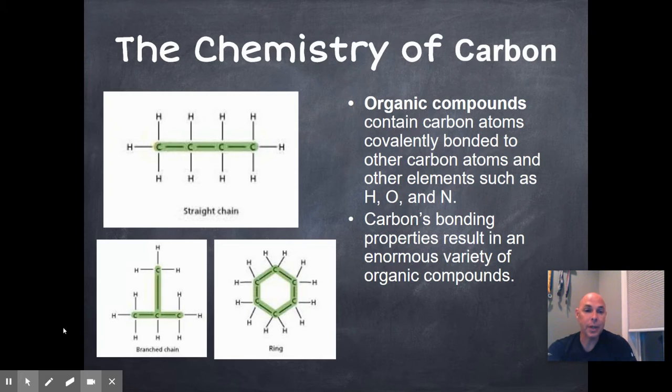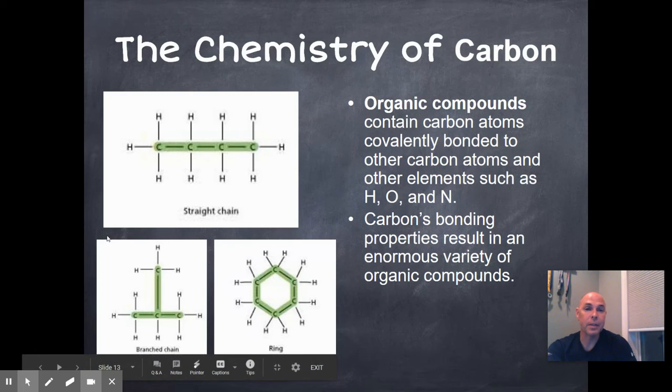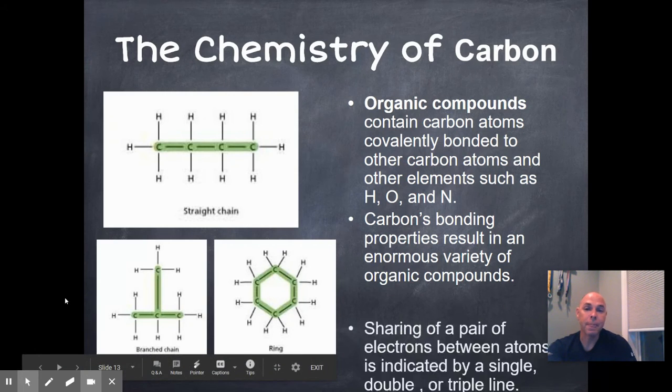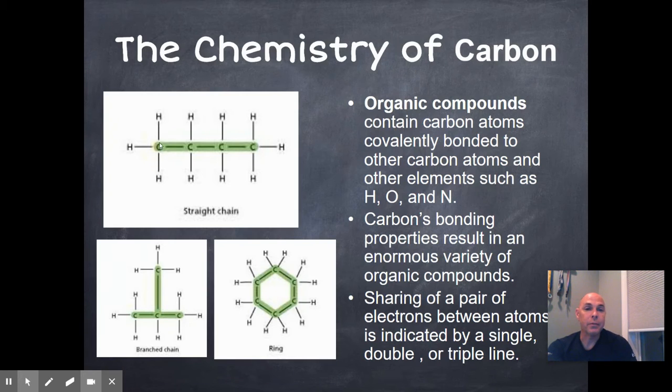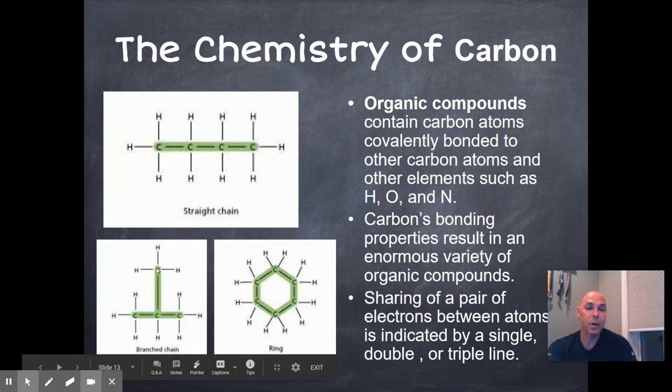And you can see some of the shapes that they take on in the images here on the screen on the left-hand side. So, for example, carbon can form a straight chain, and we call this an organic skeleton or a carbon skeleton. It can form a branched chain of carbons, or it can form a ring.